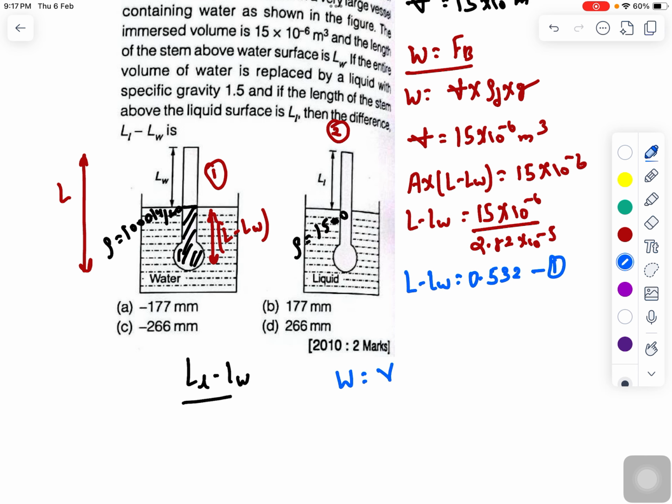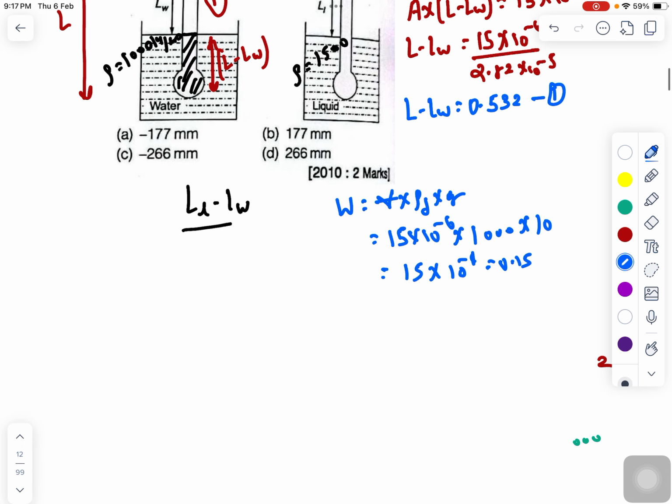Weight of the object, that is volume of object multiplied by density of fluid into g. Volume of object is given, how much volume is submerged? 15 into 10 to the minus 6, into density is 1000 and acceleration due to gravity is, let's say, 10. So here you can see that weight will be equal to 10 to the minus 4, which is equal to 0.15. Now weight you know.